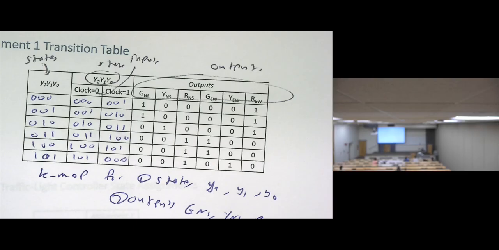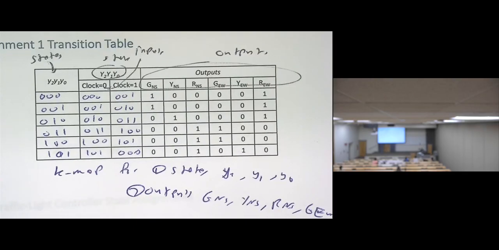Okay, so can anybody tell me, what do you think the size of the kernel map will be? Any suggestion? The size of the kernel map. Will it be 3 variables, 4 variables, 5 variables, 2 variables, 1 variable?